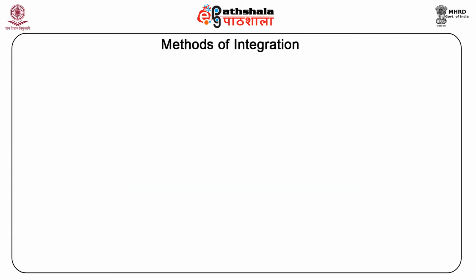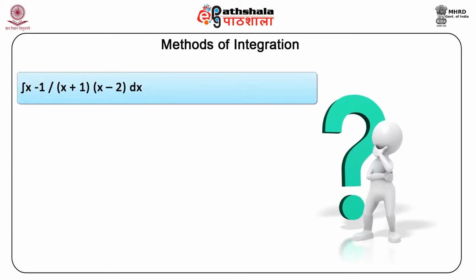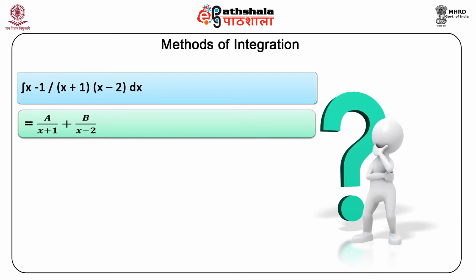Example, integration of (x minus 1) divided by (x plus 1)(x minus 2) dx, which is equal to A divided by (x plus 1) plus B divided by (x minus 2).